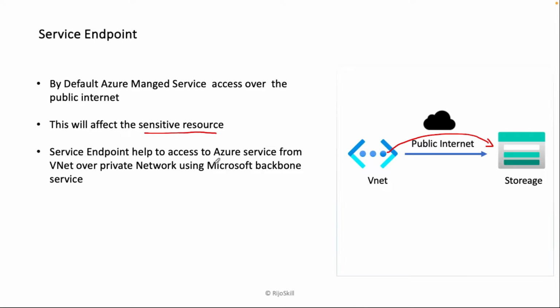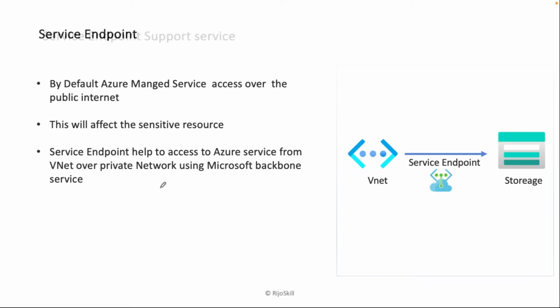The service endpoint accesses the Azure service from the VNet over the private network using the Microsoft backbone service. So here you can see now the public connectivity is not available. Once you enable the service endpoint, your connection will be rerouted through the service endpoint, privately using the Microsoft backbone service. Now you understand the concept of the service endpoint. So next we will go for the service endpoint supporting services, whatever supporting services are available.